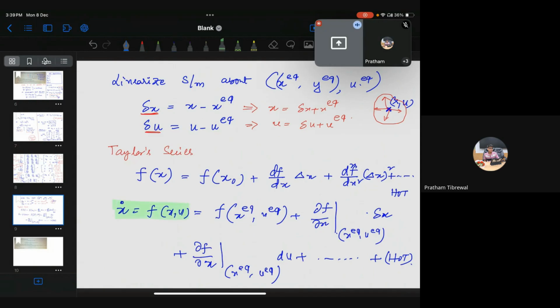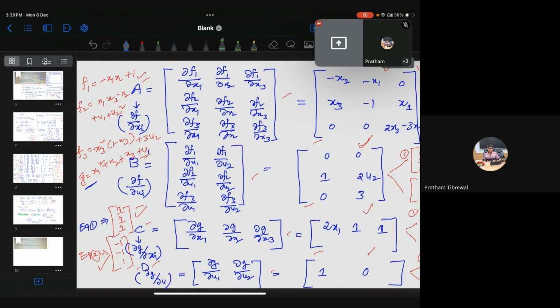So this is what we are writing: x dot is equal to f of x comma u. That is our function. With respect to this equilibrium point, x u equivalent, this is how we will write. From this we will get these matrices terms.